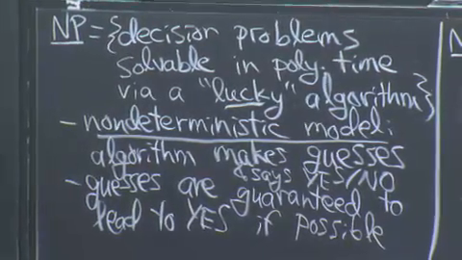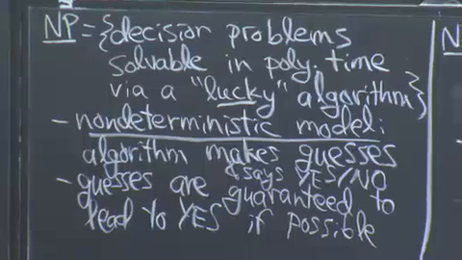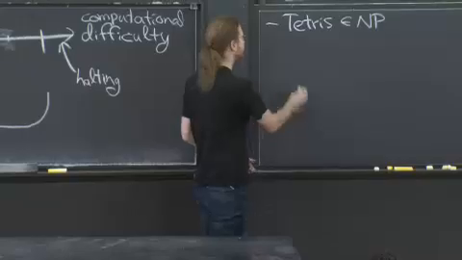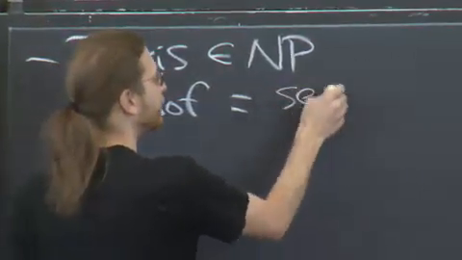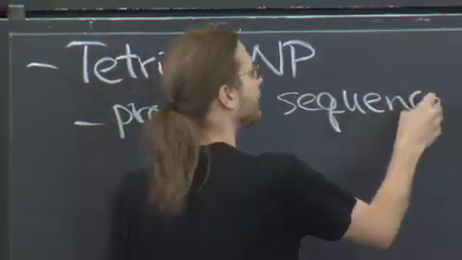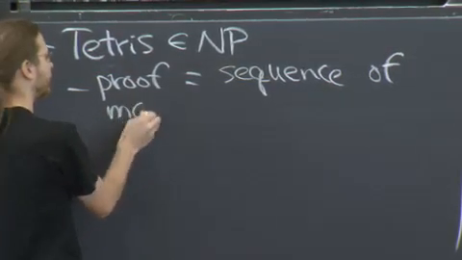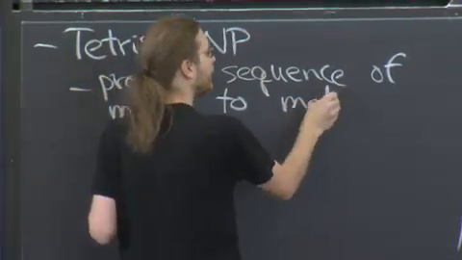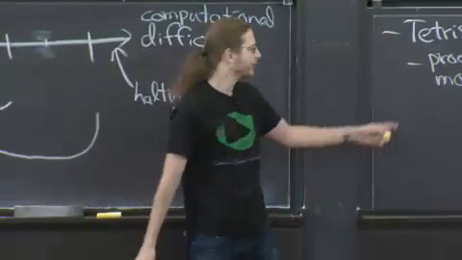Well, I could give him a really hard Tetris problem. Say, can you survive these pieces? And he says, yes, I can survive. And how does he prove to me that he can survive? Well, he just plays it. He shows me what to do. So proof is a sequence of moves that you make. It's really easy to convince someone that you can survive a given level of Tetris. You just show what the sequence of moves are. And then I, as a mere mortal polynomial time algorithm, can check that that sequence works.